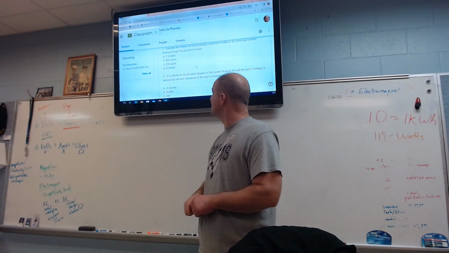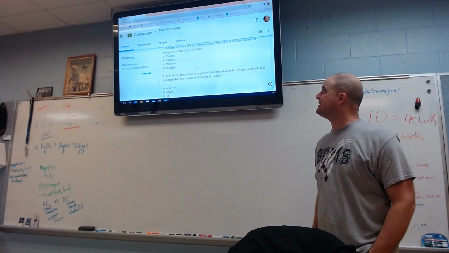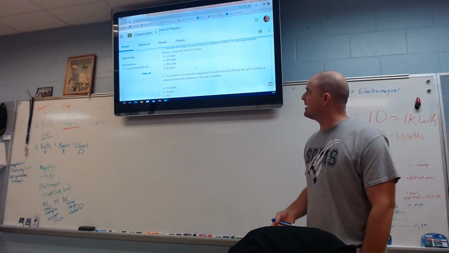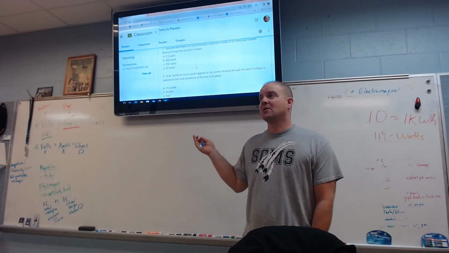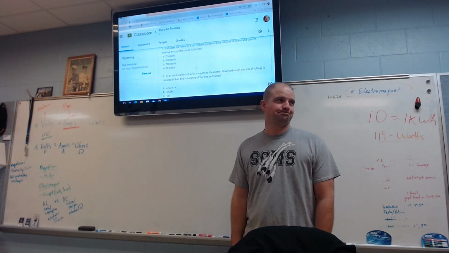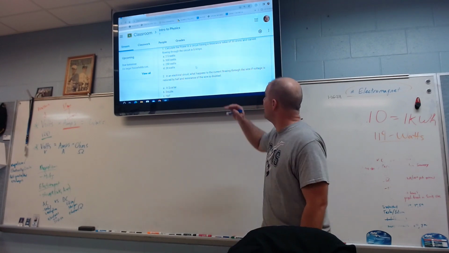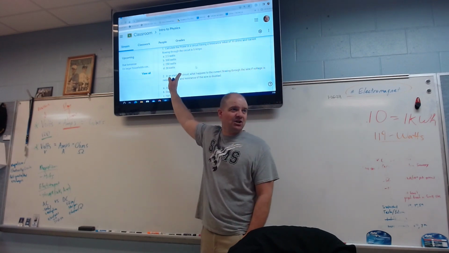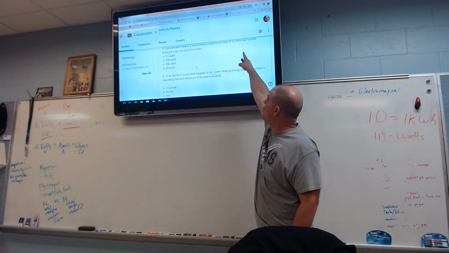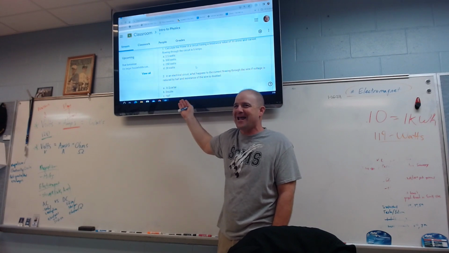All right, number 1 says, calculate the power in a circuit having a resistance value of 10 ohms and a current flowing through the circuit at 5 amps. Again, you need to know what power is measured in. What is power measured in? Look, context clues, guys. If it says calculate the power and it's giving you ohms and amps, then power can't be measured in ohms or amps.